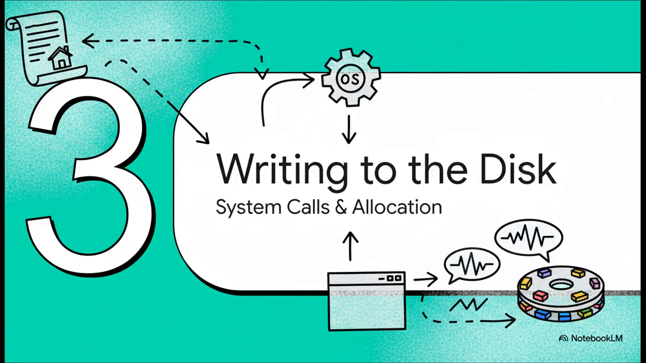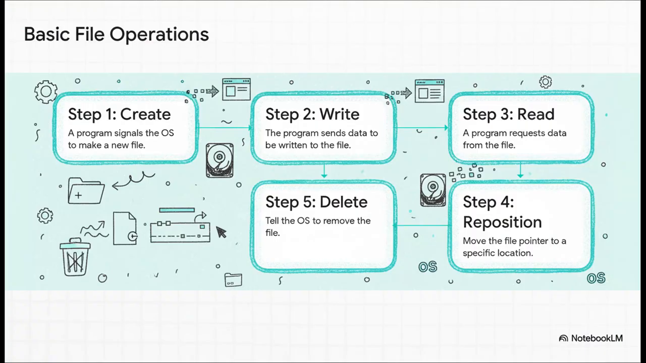All right, now for the main event. Our file has its blueprint and an address in the system. But how does the actual data, the ones and zeros, get written onto the physical disk? Well, this all happens through a special conversation between your app and the OS kernel, and they speak a language called system calls. Think of these as the action words of our file's story.